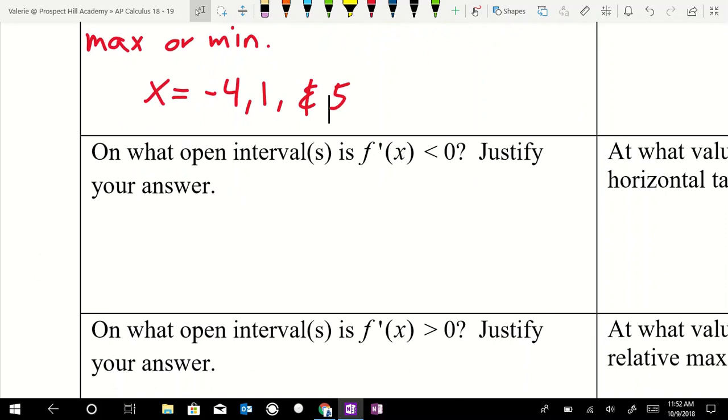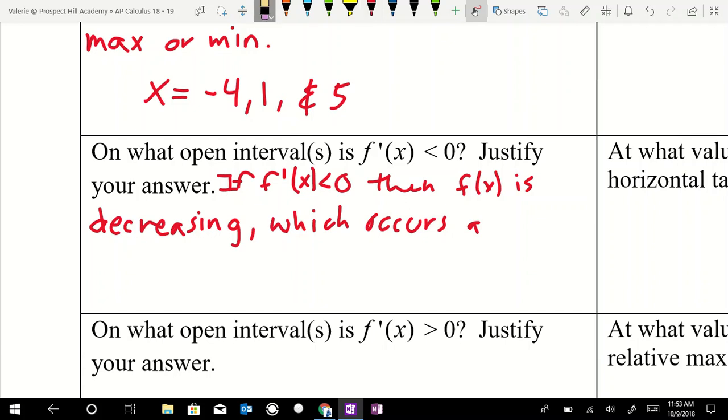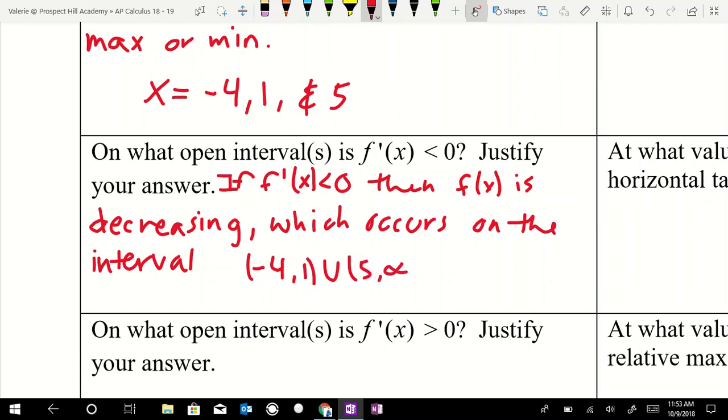Now we want to know on what open intervals does f prime of x less than 0. Justify your answer. So again, we're going to start with justification. If f prime of x is less than 0, then f of x is decreasing, which occurs on the interval -4 to 1 and 5 to infinity.